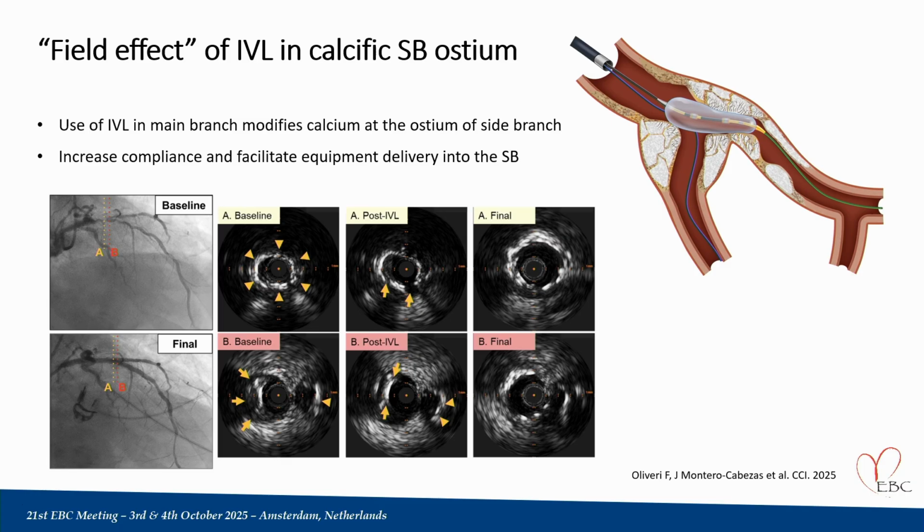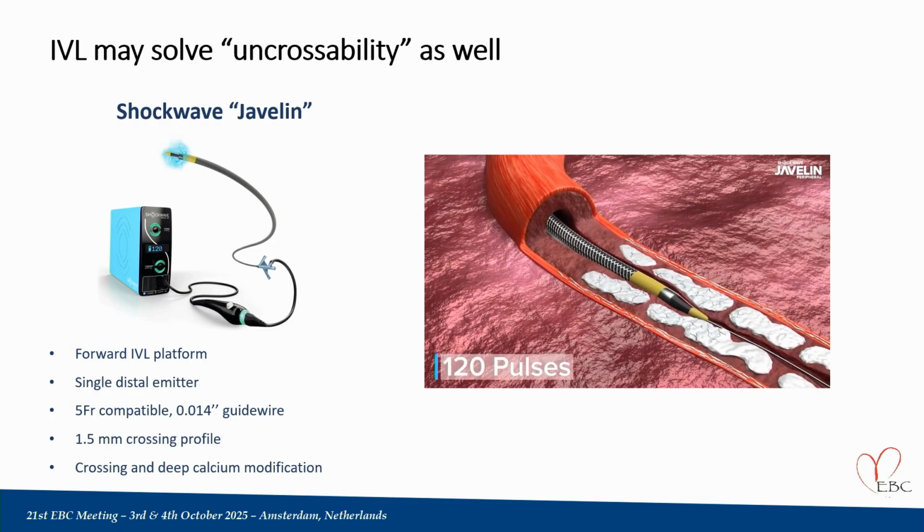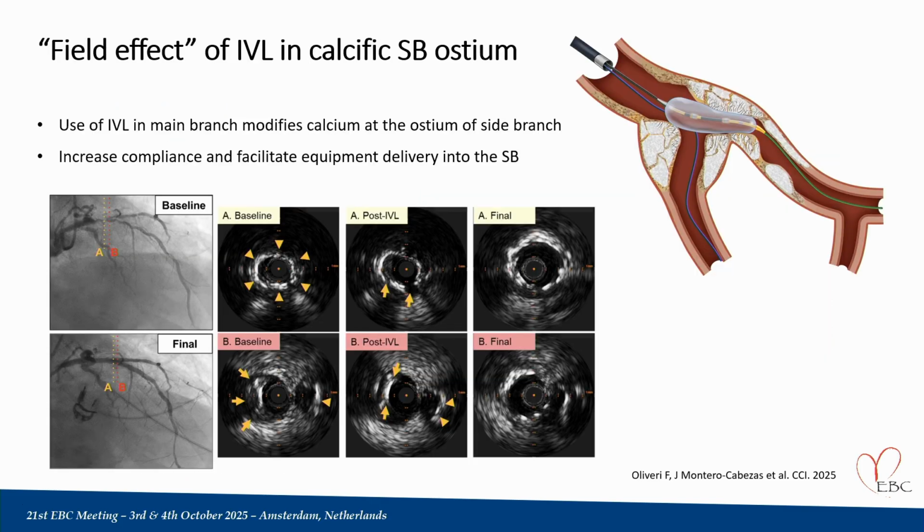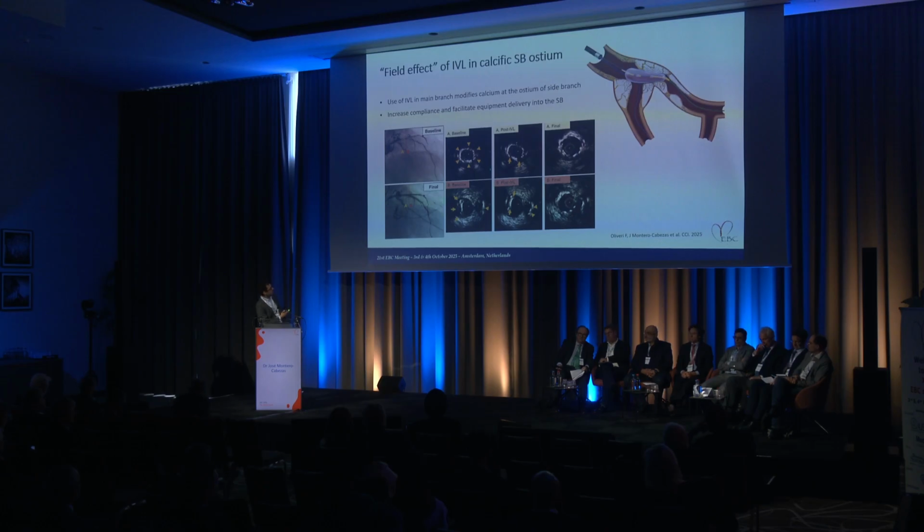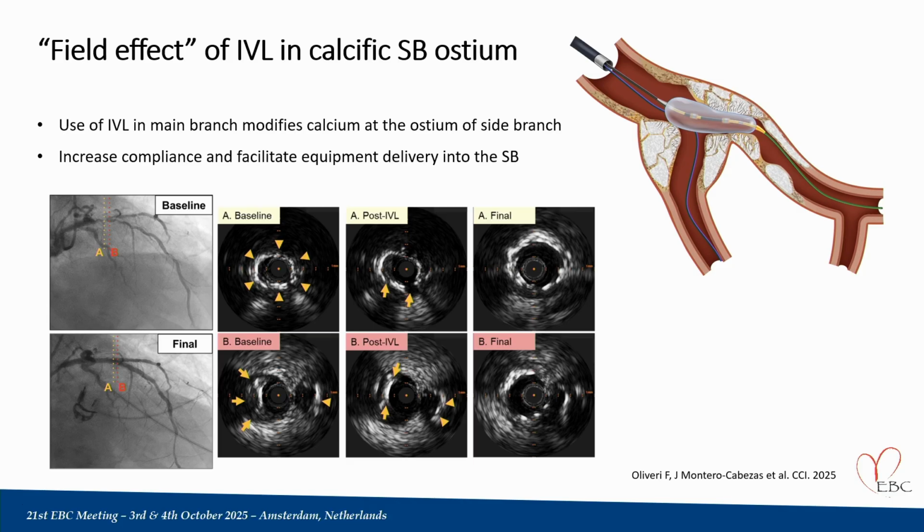This is a figure from a study. Can I go back here? We have a figure here of a lesion, which is of course not a 0-0-1 lesion, but we are treating this main branch here. We have the side branch here with an IVUS, and after applying lithotripsy in the main branch, we are able to observe cracks in the eccentric calcification in the side branch. By applying this field effect concept, we are able to prepare the lesion even though we don't have the balloon inflated at the target lesion itself.